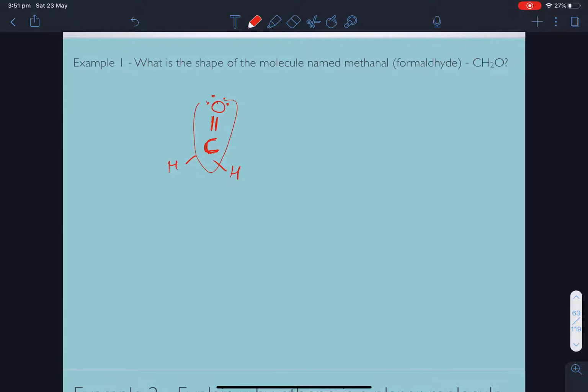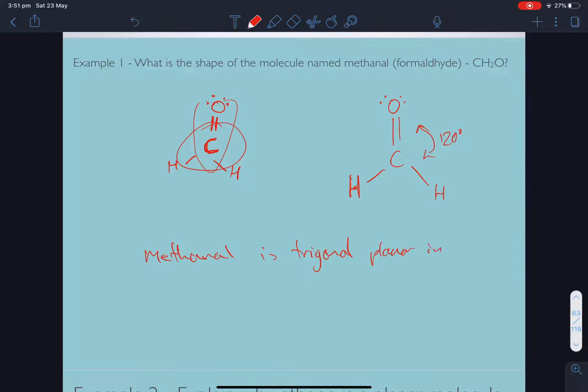Anyway, shape. Around that central carbon, there are 3 bonds. So, it must have a trigonal planar geometry around there, okay? I don't need to dash or wedge anything because everything is in the plane of the page there. I'm going to say 120 degrees. So, methanal is trigonal planar in shape. Done. I like that one.